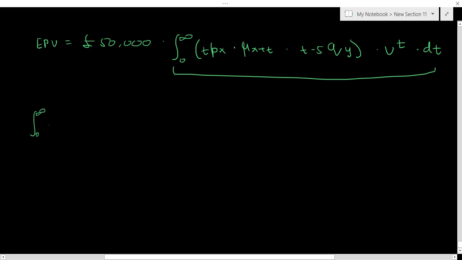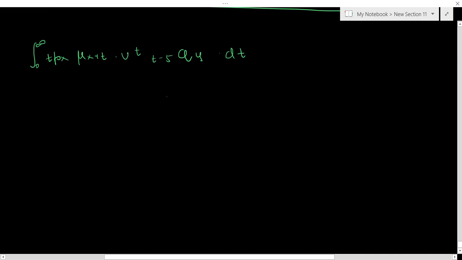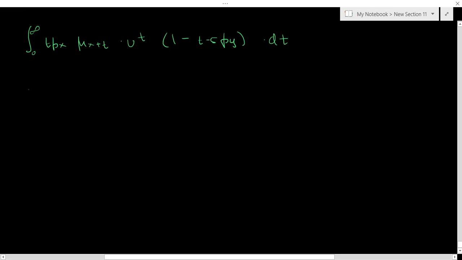Going from 0 to infinity, I've got tpx into mu x plus t into vt into t minus 5 qy dt, right? This is what I have. Now, in order to simplify this, like we did in the last question, we will have to write this q as 1 minus p. So this becomes, going from 0 to infinity, tpx into mu x plus t into vt into 1 minus t minus 5 py. So I just converted the q probability into the p probability because I cannot deal with q probability that easily.